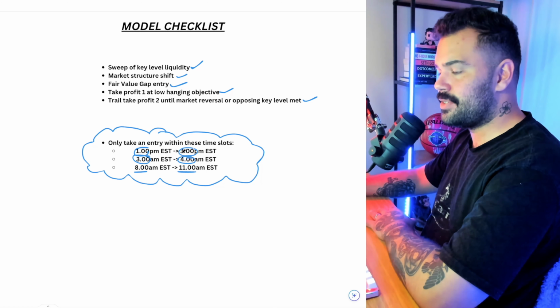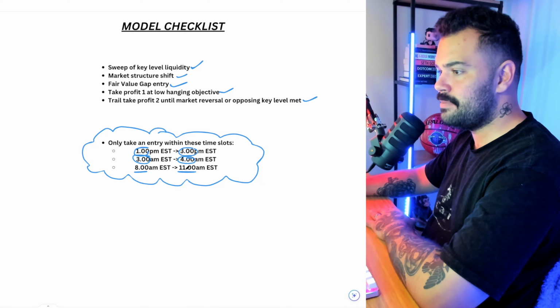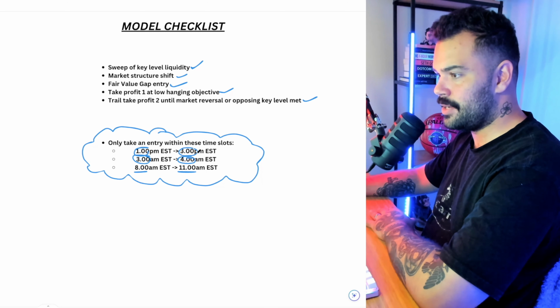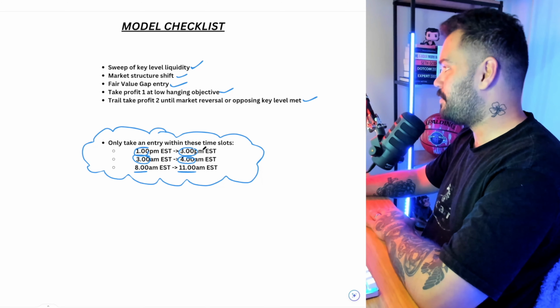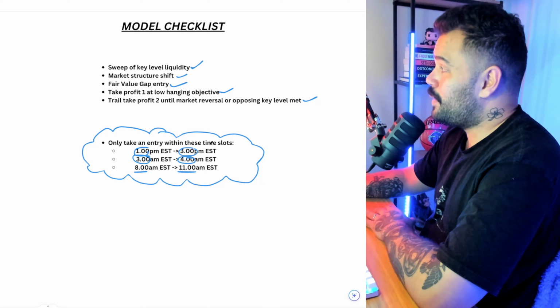Now, that's not to say your trade should be closed by these times, but just your entry typically should be within that time window. If your trade doesn't run to full target by this time, I typically just hold it over that time frame until take profit two is hit, or even take profit one sometimes.